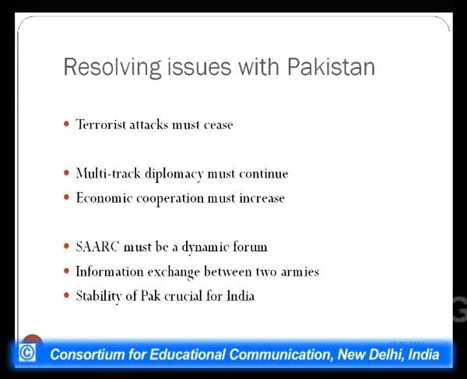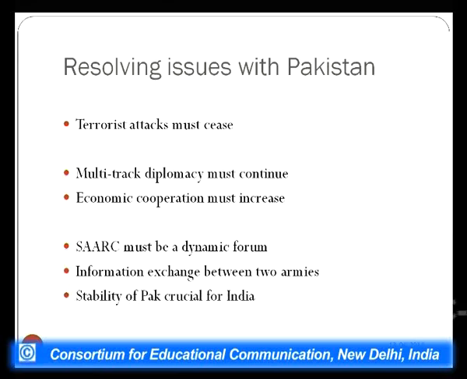And what are the issues that need to be resolved between India and Pakistan? One is, of course, that the terrorist activities need to be contained. We need to have the multi-track diplomacy, which is there between India and Pakistan. They must continue. We need to enhance the economic cooperation between these two states.